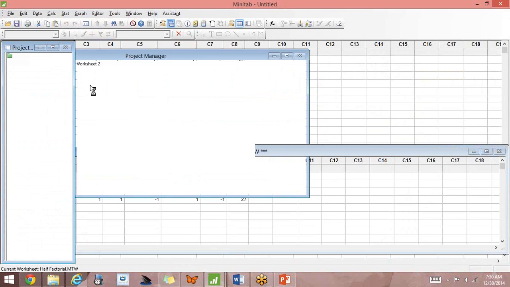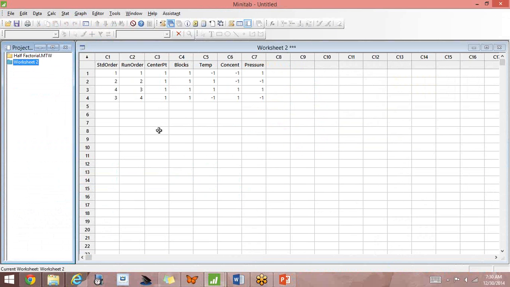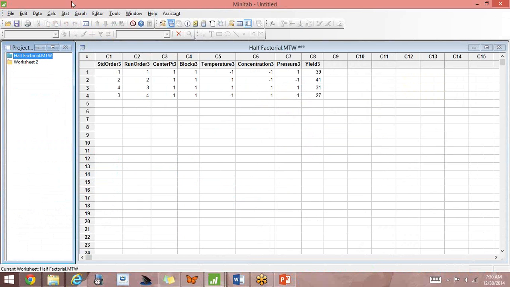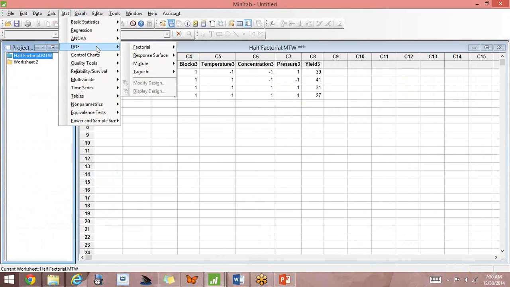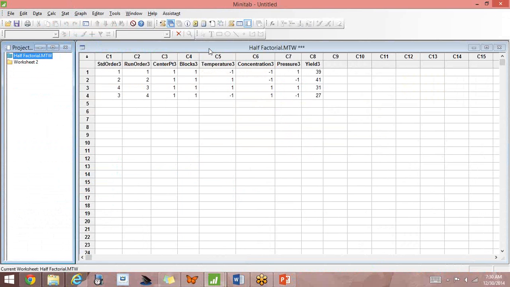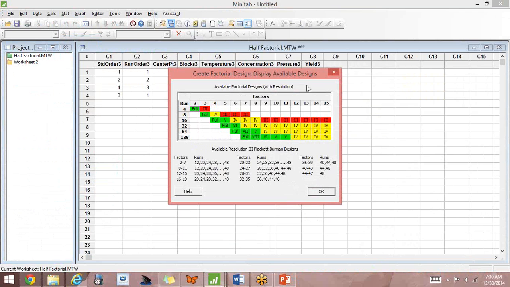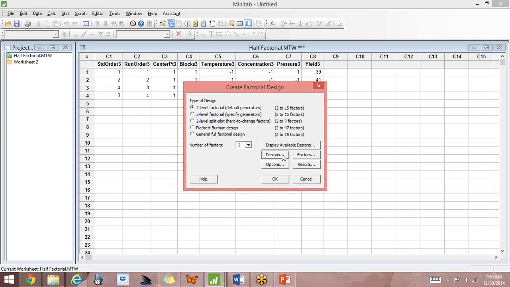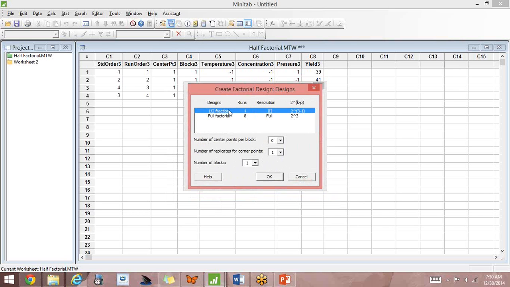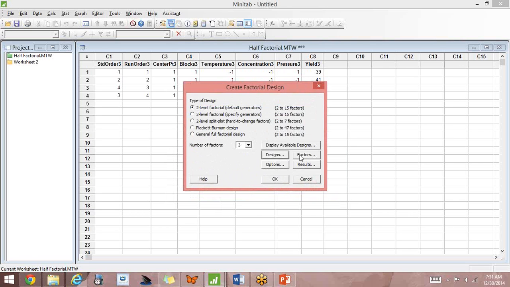Let me go to the next worksheet. I think it's asking me to go here. Here, actually, yield is missing. So let me see where it went missing. Create factorial design, 3 level. These are the various resolutions that we have. We are running a half factorial design, with number of blocks 1. I want to run everything as 1 block. Number of replicates for corner point is 1, center point is 0.